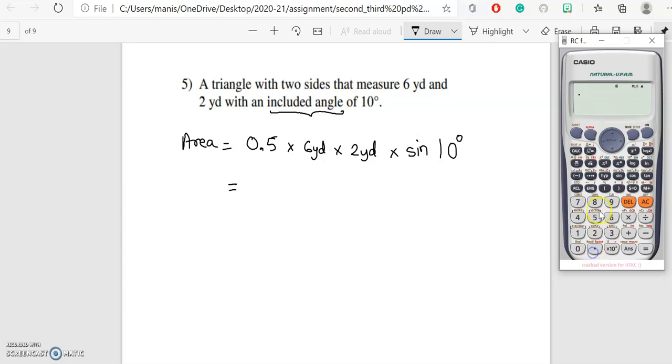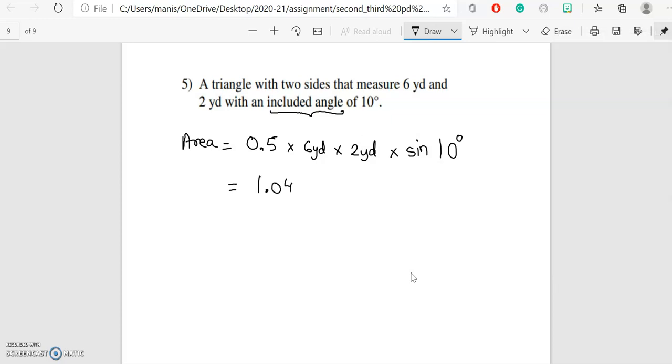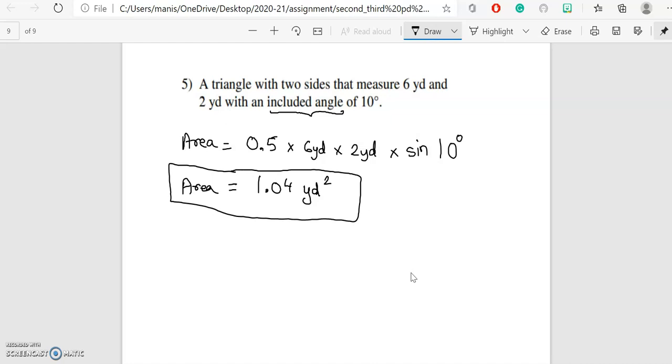So this is your 0.5 times 6 times 2 times sine of what? 10 degrees. So my answer is what? My answer is 1.04 yard square, because I have been given 2 units, yard and yard. So my answer is 1.04 yard square. Always remember, whenever you are finding the area of any shape, the unit is always with a square over there. So this is my answer for this question.